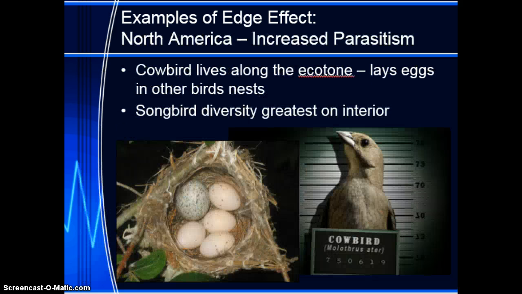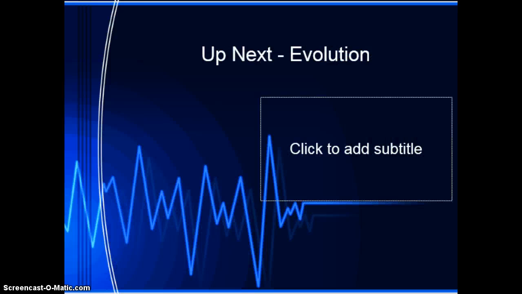Another example of that here in North America, we talked about a cuckoo. This is a very similar bird, the cowbird, and it's living along the ecotone, and it lays eggs in other birds' nests. So these songbirds along the ecotone tend to die off a lot quicker, be more at risk for extinction because they're being parasitized. The ones on the interior have much better chances.